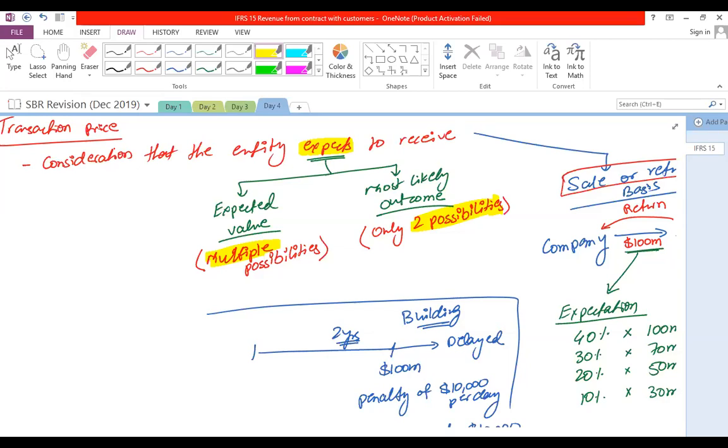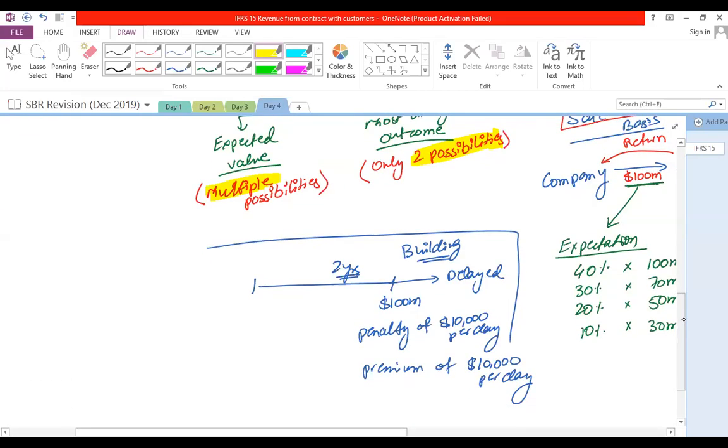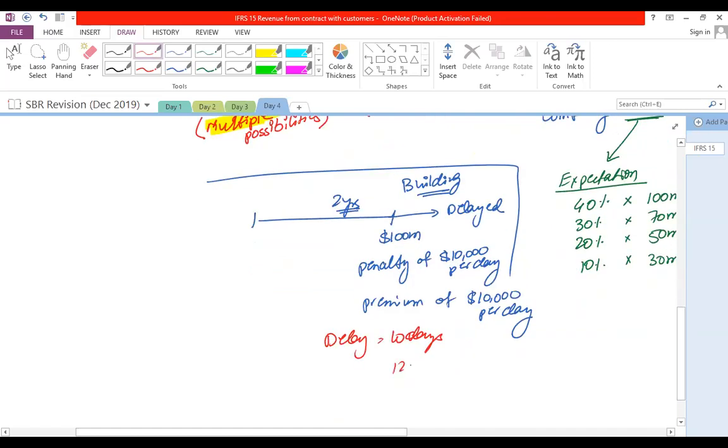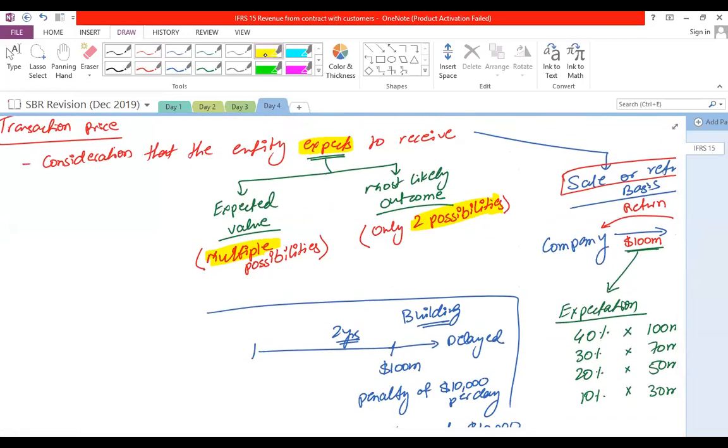Imran is saying two, Hana is saying multiple, Mohammed Lamin is saying two. Actually, there are multiple possibilities. There are not two possibilities, there are multiple. Because maybe we may get a delay of 10 days, or 12 days, or 15 days, or 20 days, or 30 days, or 50 days, or 80 days, or 90 days, or 100 days. So there are endless possibilities in this case. So we say that in this type of transaction, we should be recognizing the revenue based on the expected value.